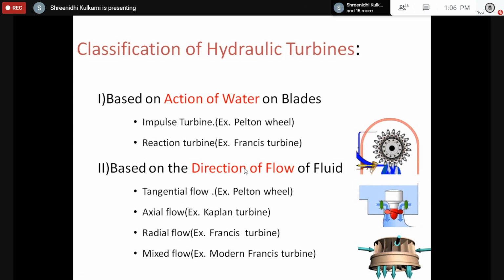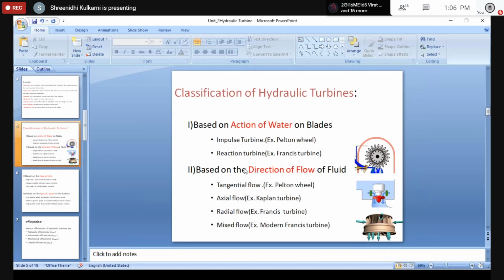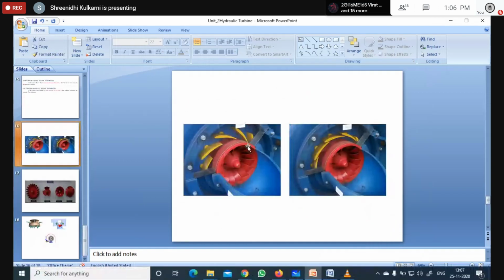We don't have a nozzle, but instead of a nozzle, here we can say this is the moving blade and this is the fixed blade. The yellow color indicates the fixed or stationary blades. The main function of these blades is to guide the water to the moving blades. The fixed blade will act as a nozzle itself.